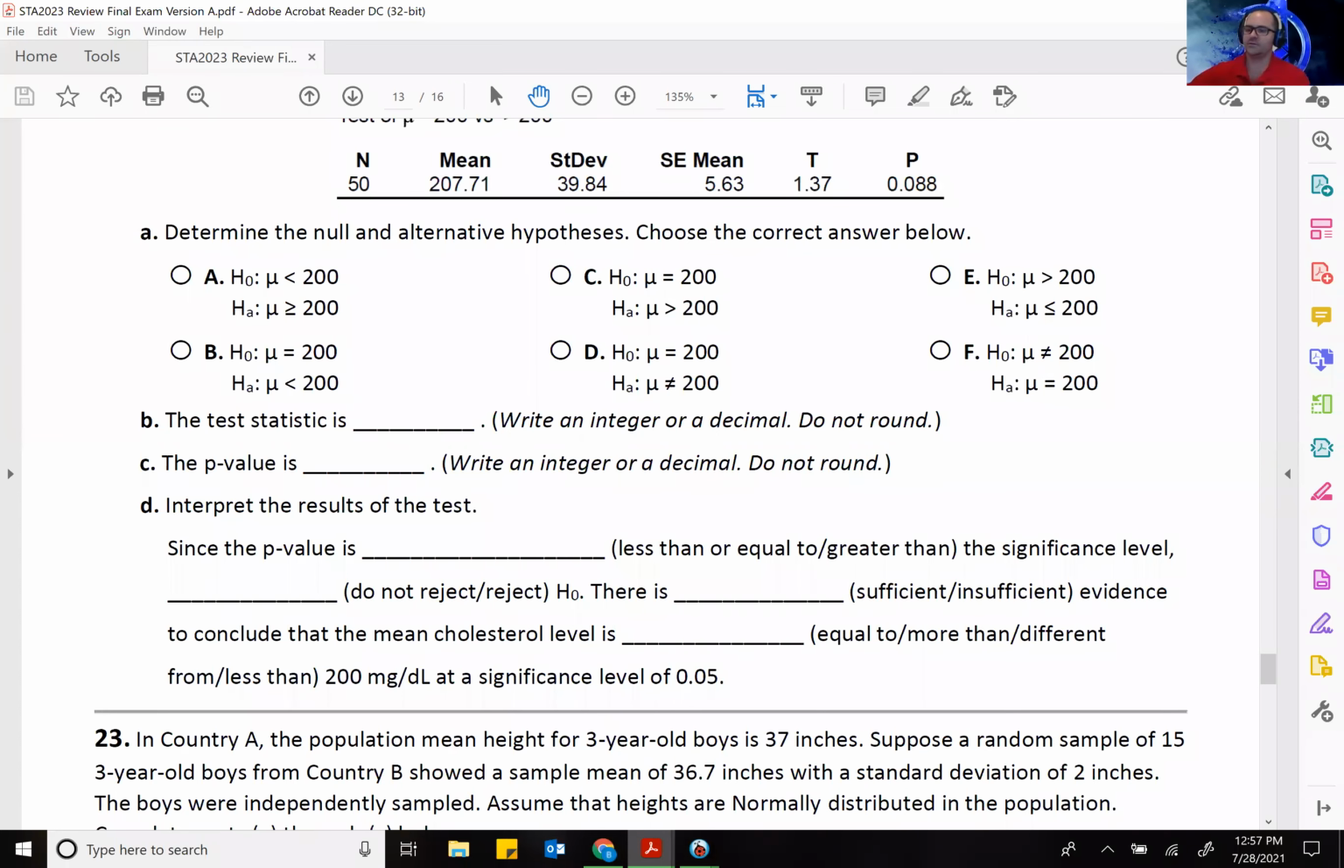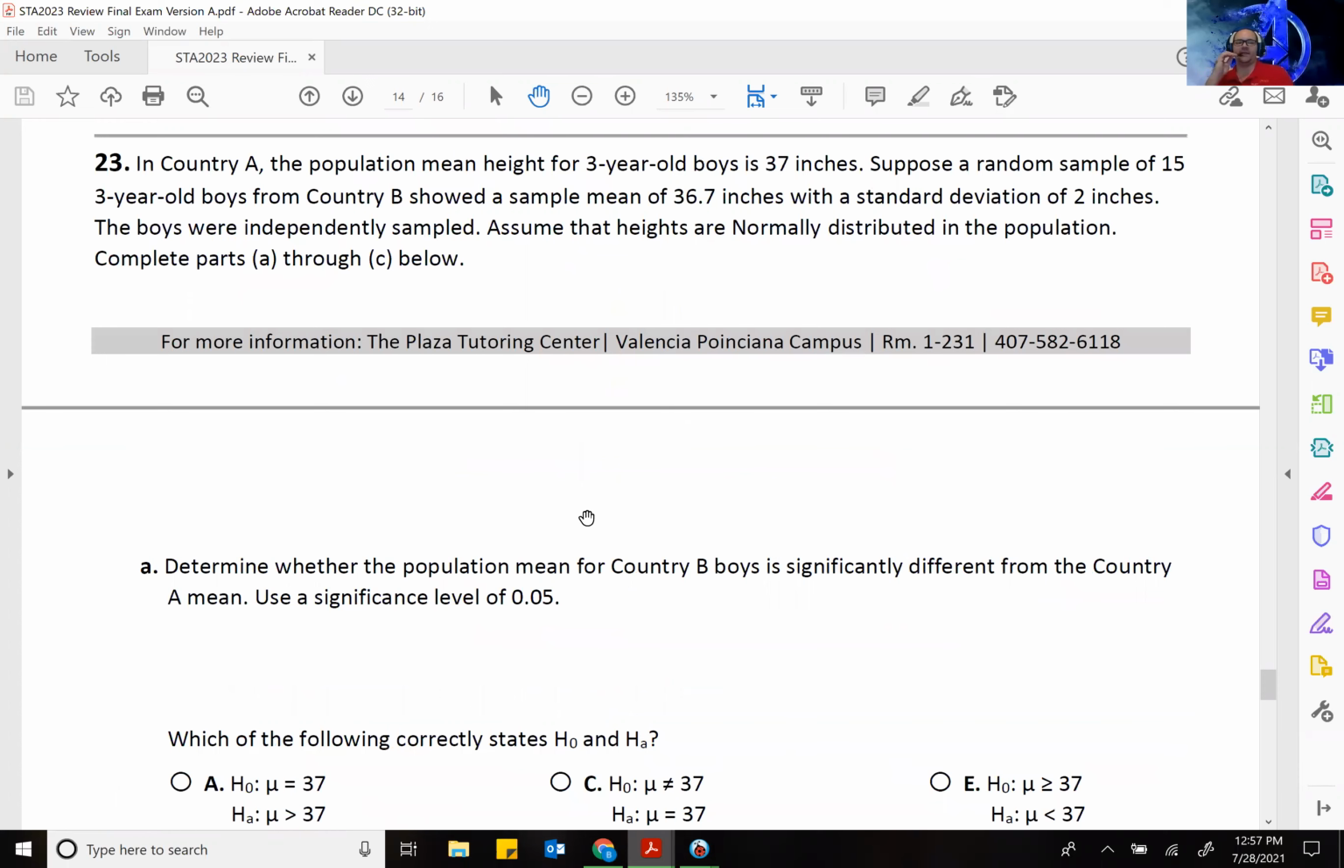All right. 23. In country A, the population mean height for 3-year-old boys is 37 inches. Suppose a random sample of 15 3-year-old boys from country B showed a sample mean of 36.7 inches with a standard deviation of 2 inches. The boys were independently sampled. Assume the heights are normally distributed in the population. Complete parts A through C.